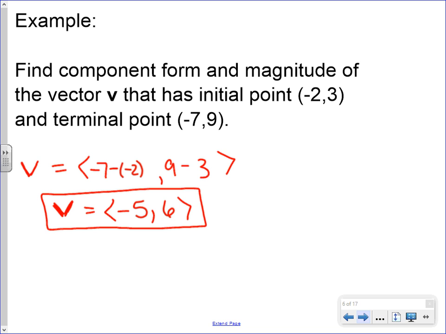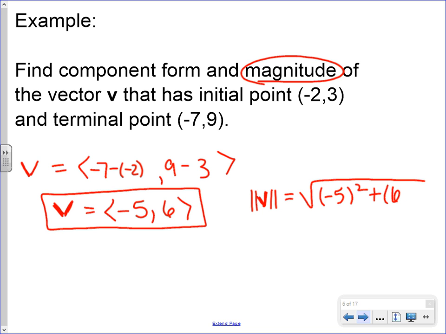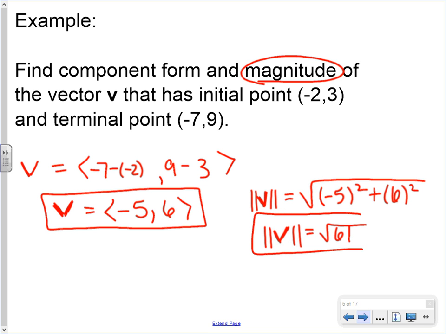Now, if we're going to find the magnitude of V, okay, remember it's those funny absolute value bars, like the double bars. The magnitude of vector V, we just have to use the Pythagorean theorem. So the square root of negative 5 squared plus 6 squared. Okay, so I'll ask that you just tell me, let's see, 25 plus 36 would give us 61. So we can just leave it as the square root of 61. That's fine.